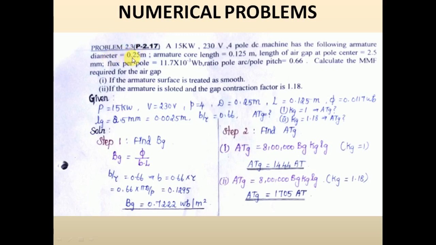The armature diameter is given in the question, so you have to make the substitution of D here as 0.25 and the total number of poles are also given. So from here you will easily be able to find the magnitude of pole pitch, and multiplying it with 0.66 you will be able to get pole arc. Making that substitution of pole arc here, you will be able to calculate Bg and the value of Kg is given in the question itself.